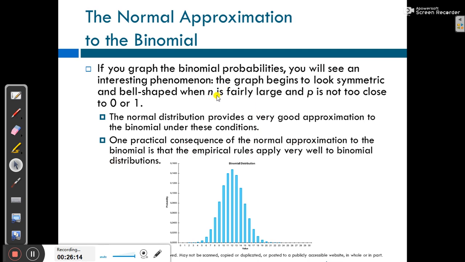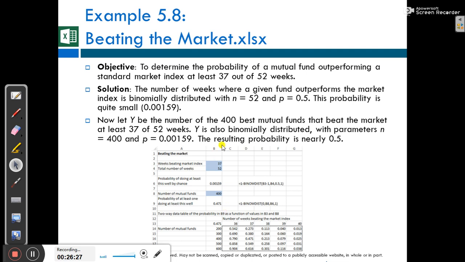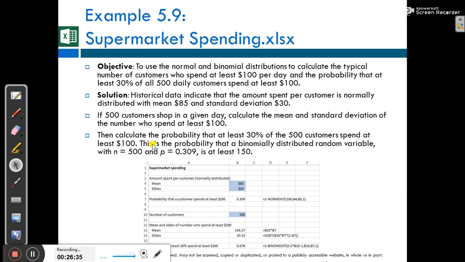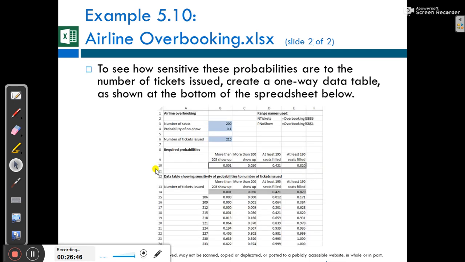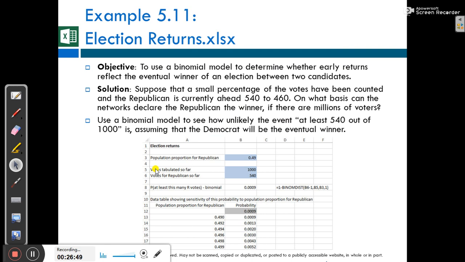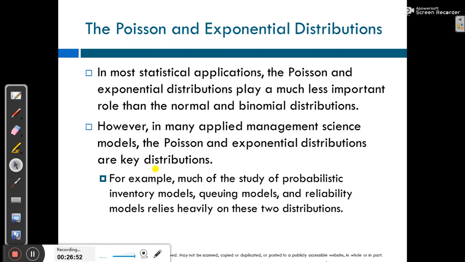So if n is fairly large and p is not too close to 0 or 1, then we can apply this normal approximation to the binomial and it looks like a normal distribution. You can follow this problem with Excel, and through this slide you can find out how it goes. You can find out this calculation, how we can find the solutions for the different objectives. These are homework: try to do these problems in Excel or on any other platform for your understanding.